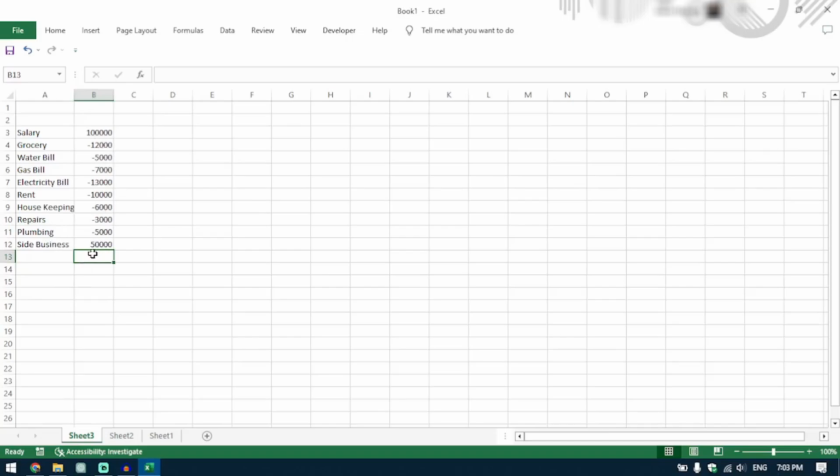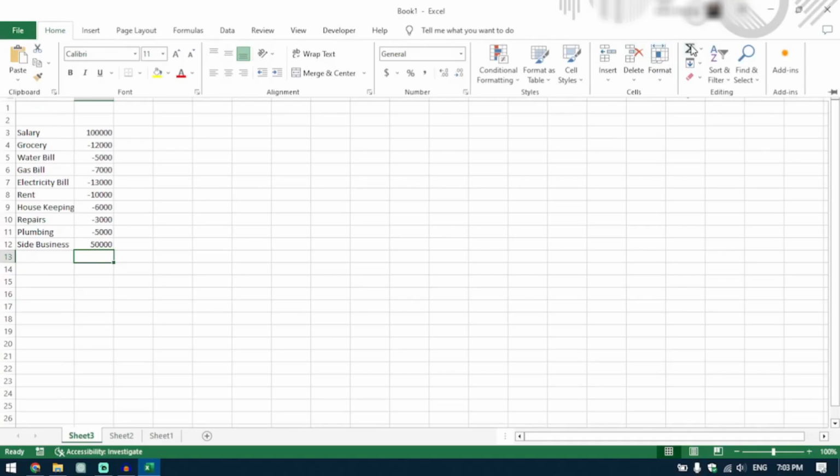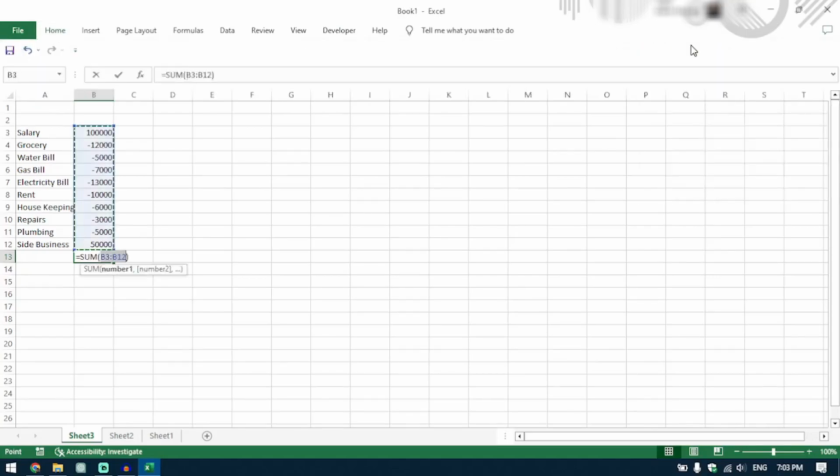So what I'm gonna do is I'm gonna come down to this column. I'm gonna go to the Home tab. I'm gonna click on this small icon here, and it's gonna select all the boxes. I'm gonna hit enter. There you go. We are still left with 89,000 rupees, which is very good.